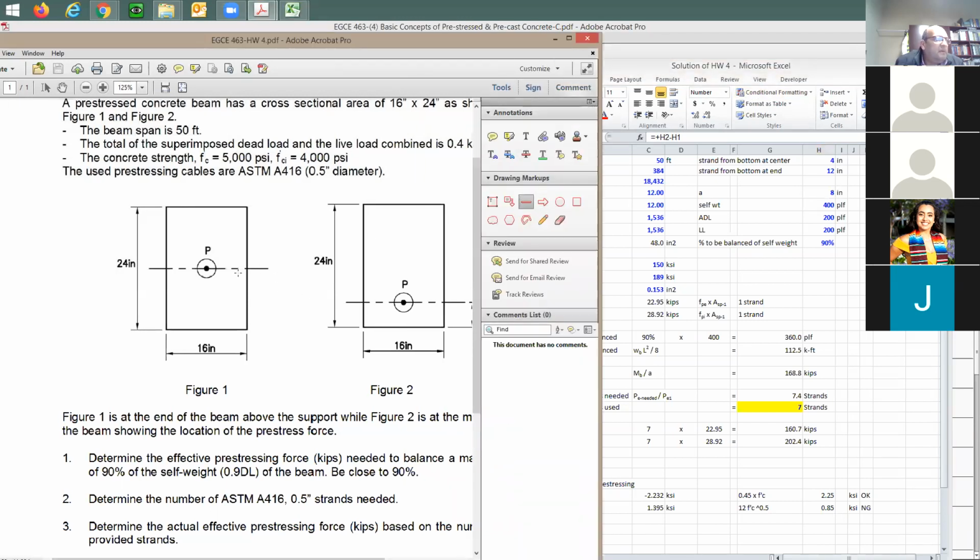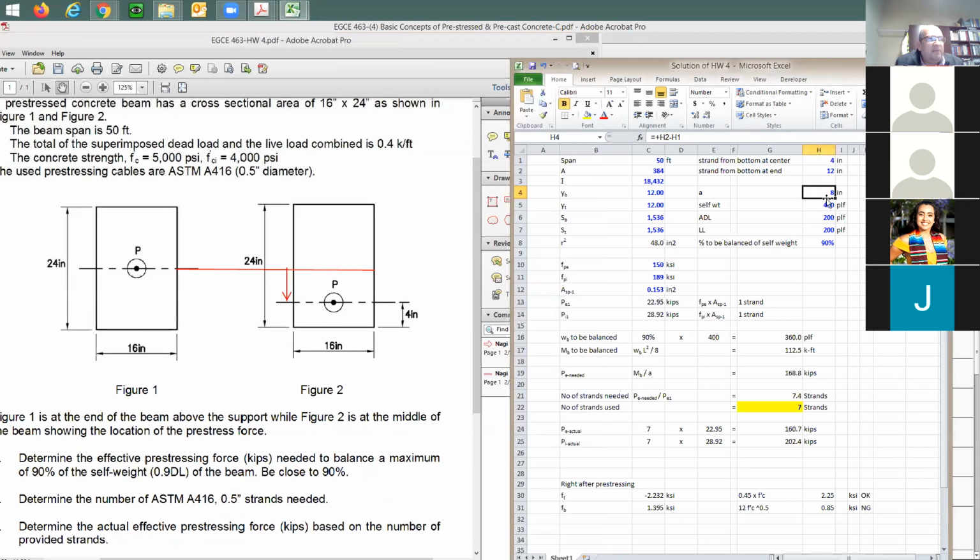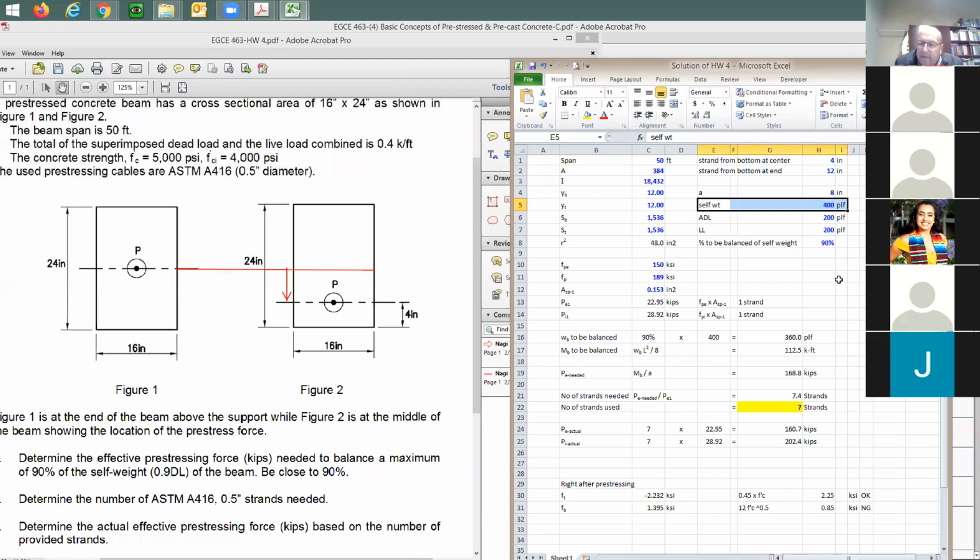Are you guys with me? Please ask me questions now, if you have any. How much is this distance? I'm going to say from here to there. It's going to be 12 minus 4 is going to be 8 inches. The self-weight, it is 400 pound per linear foot. Is anyone getting the same answer as this self-weight or just me? Yes. Yeah. Same answer.